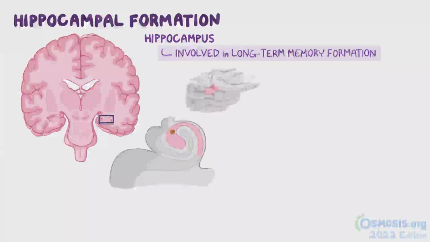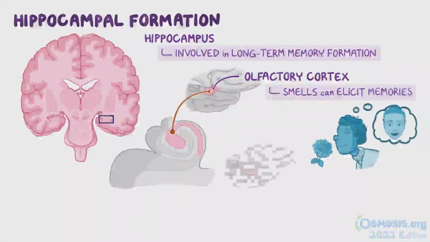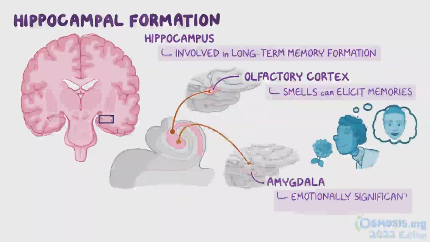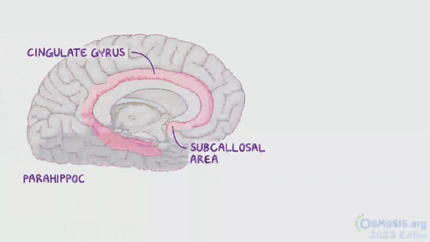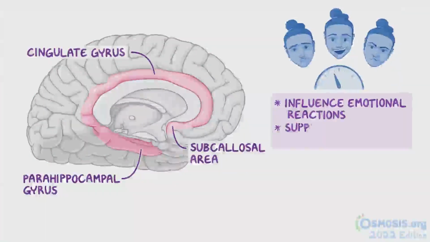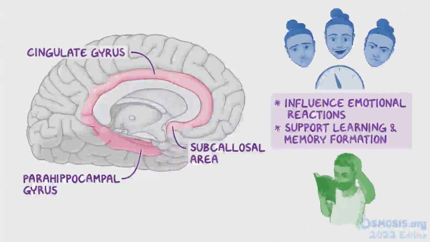It has connections with the olfactory cortex, hence why smells can elicit memories very easily, and also connections with the amygdala to remember emotionally significant events. The next three structures that belong to the limbic system are the subcallosal area, the cingulate gyrus, and the parahippocampal gyrus. These structures influence emotional reactions and support learning and memory formation.